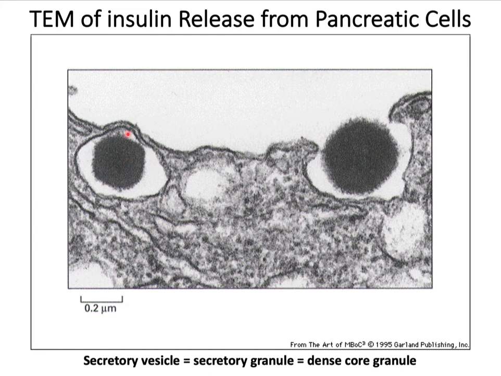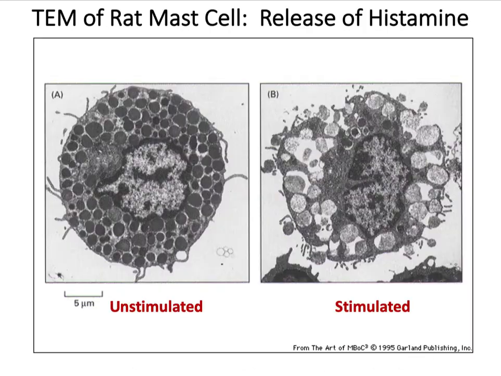So here the question is: what is the trigger for the insulin? As you know, when the blood sugar level goes up, there are receptors for that, and the increase in blood sugar level releases the insulin into the blood. Here is a dramatic example of this regulated secretory pathway. This is a transmission EM of a rat mast cell.